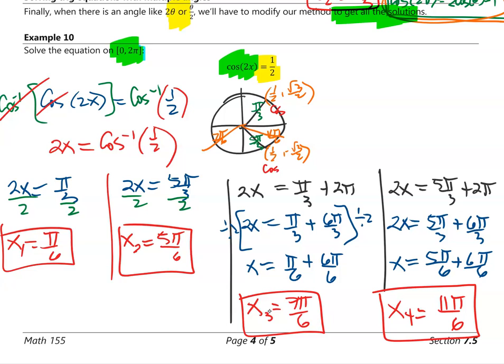And we got all this because we want to solve the equation within the interval from 0 to 2 pi, and all of these 4 are within 0 to 2 pi. So we get all the solutions. Okay, so that is example number 10.